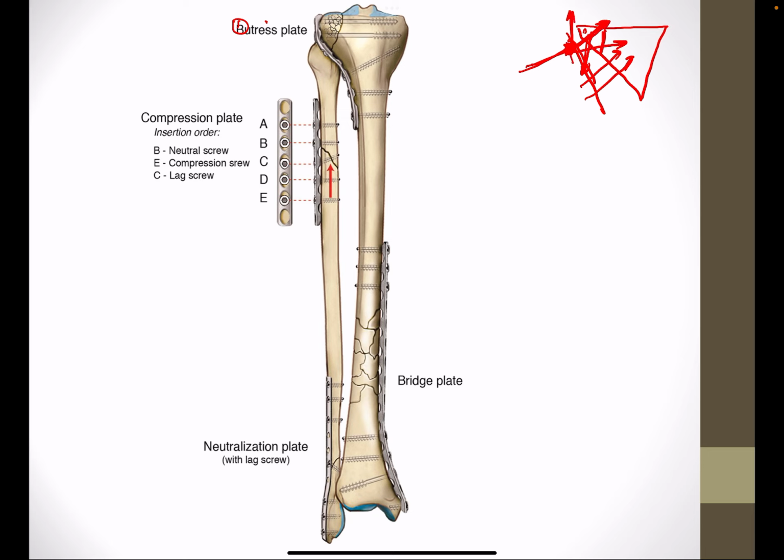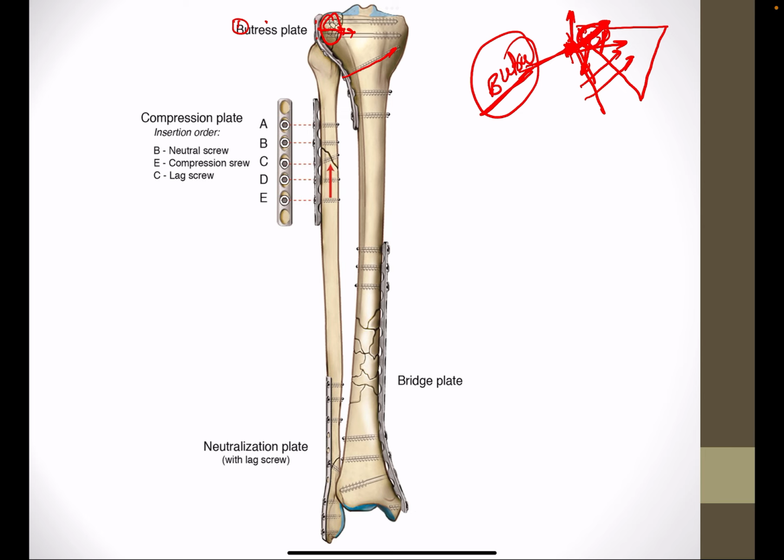So this dhakka which was provided to this fracture fragment is essentially called buttress. So this is the mechanism how this plate works. So this is the buttress plate where you put this screw first. So it kind of puts a dhakka on this fracture fragment. This is called buttress plate.